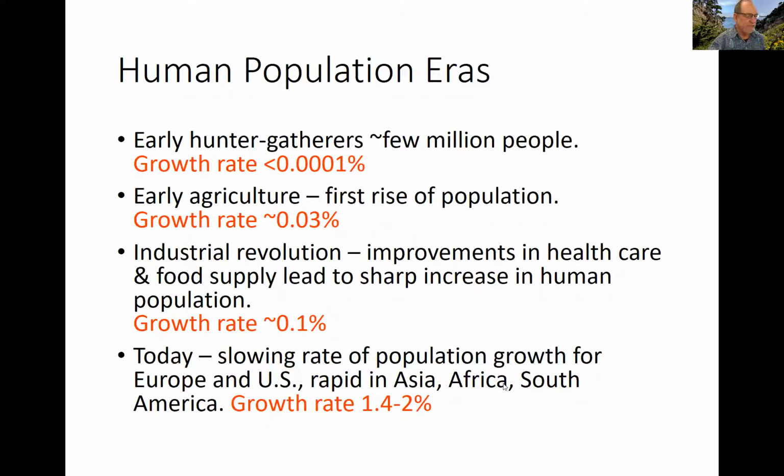Well, that brings us to today, the modern era, the 21st century, in which we're seeing a slowing rate of population growth for Europe and the United States, much more rapid in Asia, particularly South Asia, Africa, and South America. So now the global population growth rate is approximately 1.4 to 2% of the global total per year. And that rate, with such a large baseline, means that the numbers of human beings are increasing pretty significantly.